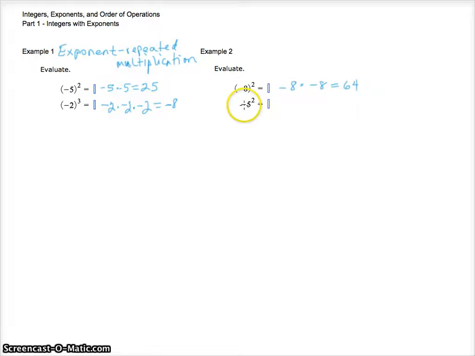My negative is on the outside. Well, when it's on the outside and there's no parentheses, it means the opposite of. So we'd say this as the opposite of 5 squared. So what we need to first do is 5 times 5, which is 25. And then we need to apply the opposite. So it's -25. Okay, let's go look at a couple of examples.